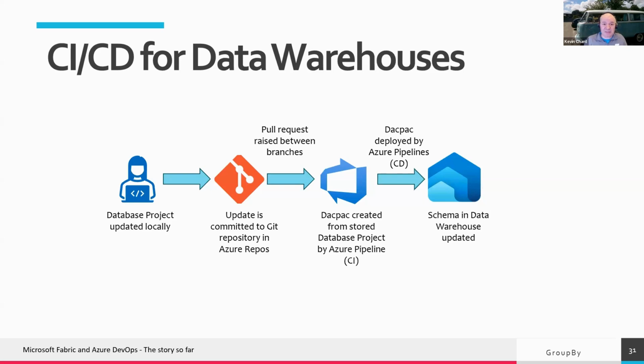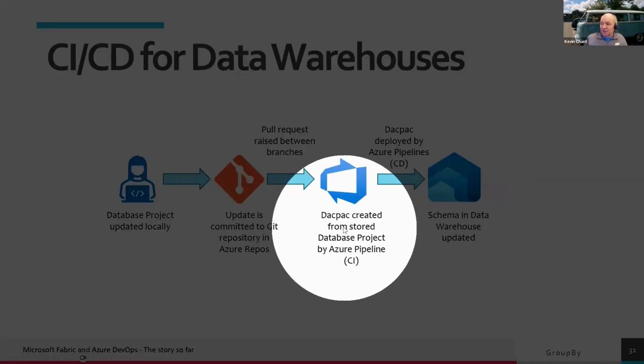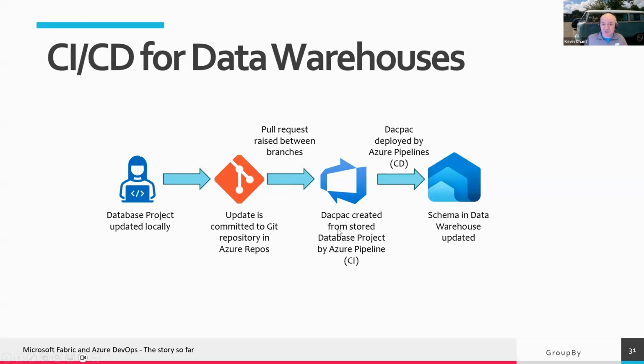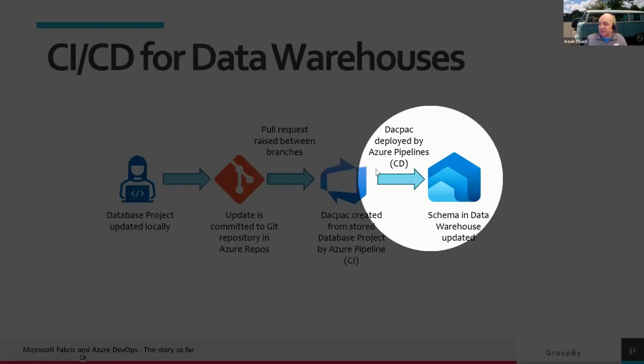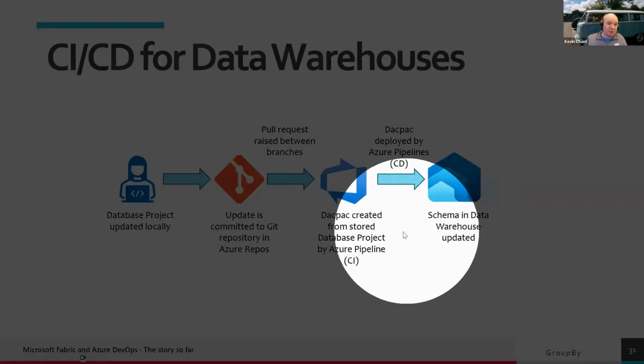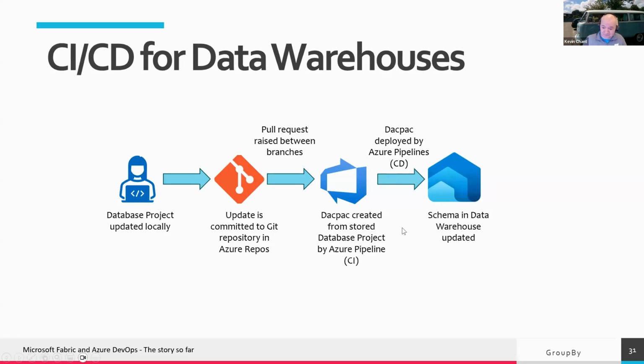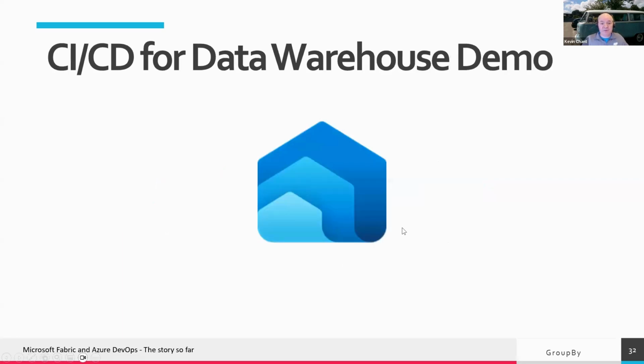So you can update the database project locally, synchronize your change, and then Azure pipelines can actually create the DACPAC. And that's your continuous integration side, the CI part, and then that DACPAC can be deployed, and that's your CD. There are other ways to do it as well.